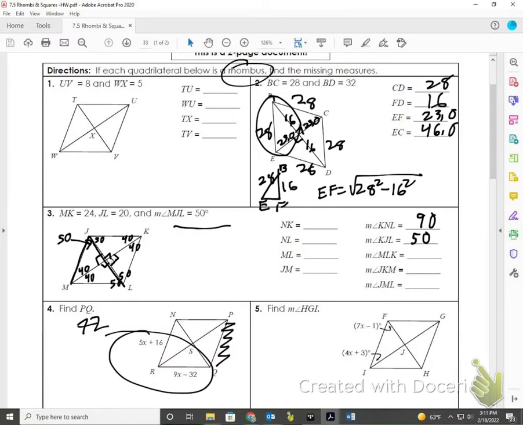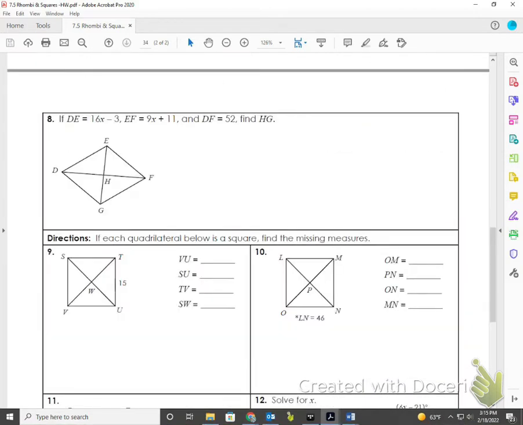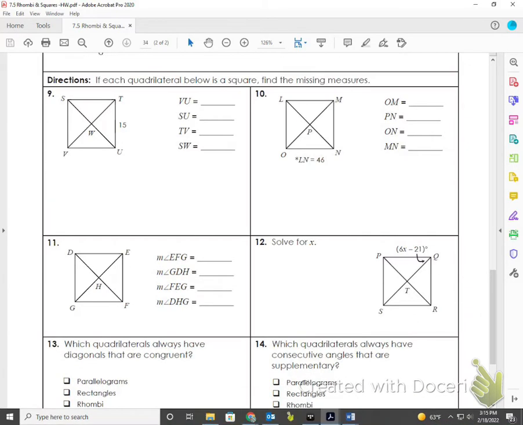MLK is what we celebrate on Martin Luther King Day. That'd be 100. JKM is 40. And JML is 80. On the back side, I'm just going to scroll through. But basically, from 9 on, so 9, 10, 11, 12, they're squares. So really all you have is the same properties of a rhombus with its properties of a rectangle. If you're not sure what those are, head back to my other video.